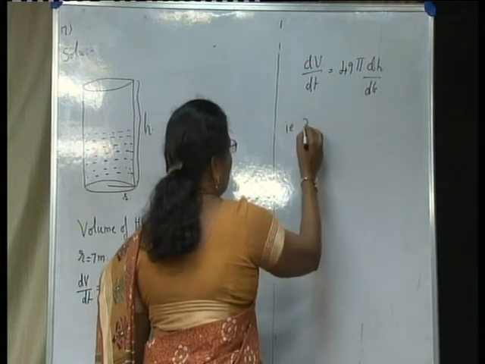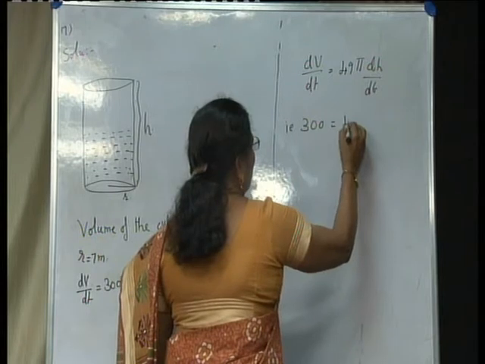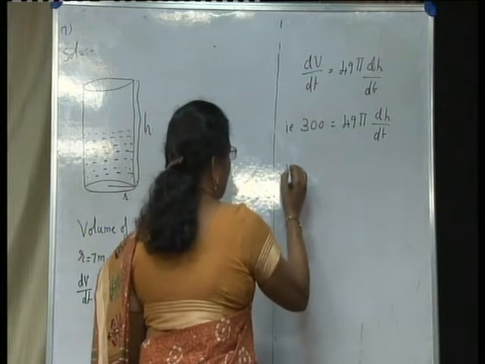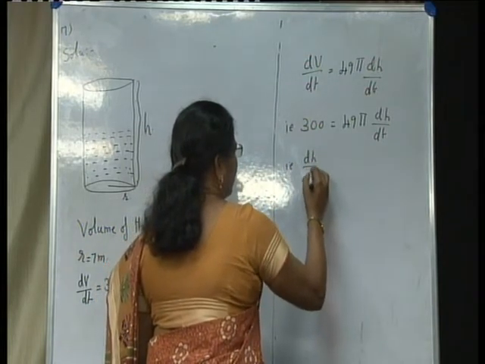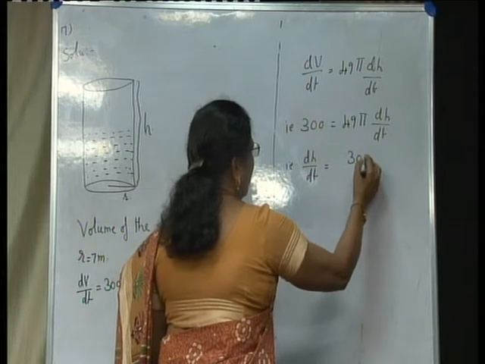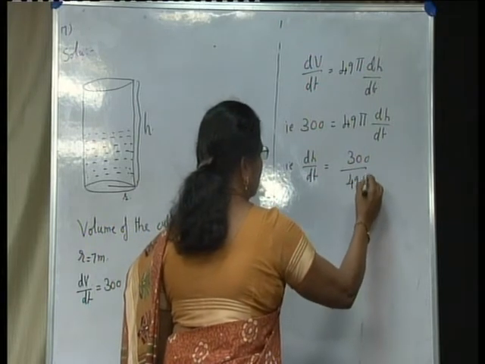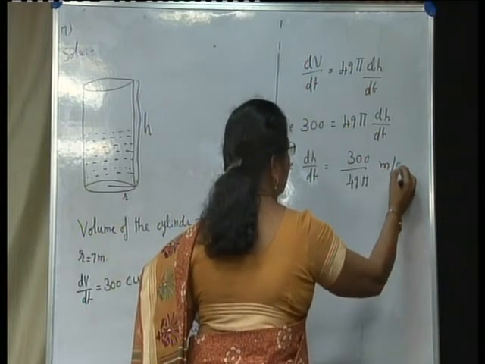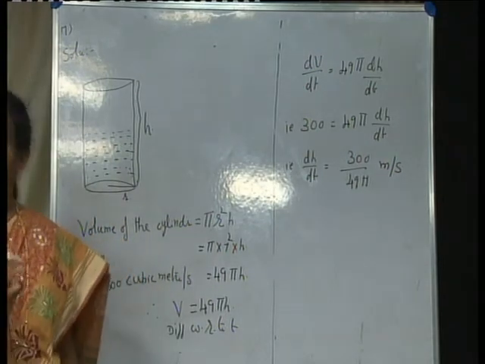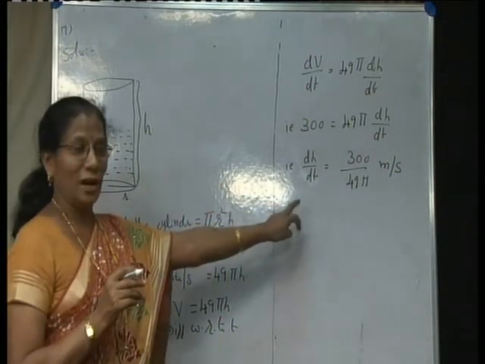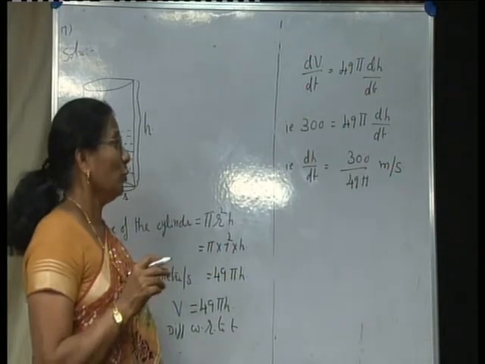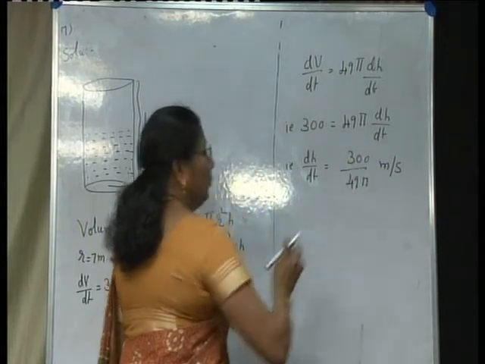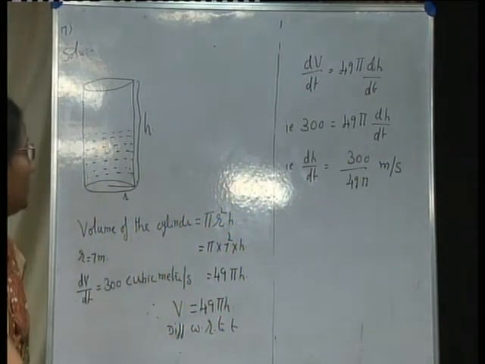dV by dt is given 300, so 49 pi dh by dt equals 300, that is dh by dt is 300 by 49 pi meter per second. The height is increases at the rate of 300 divided by 49 pi meter per second.